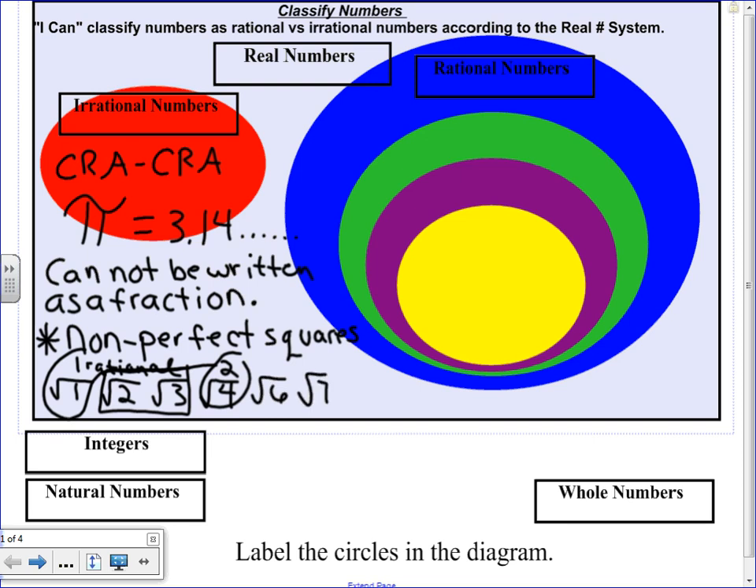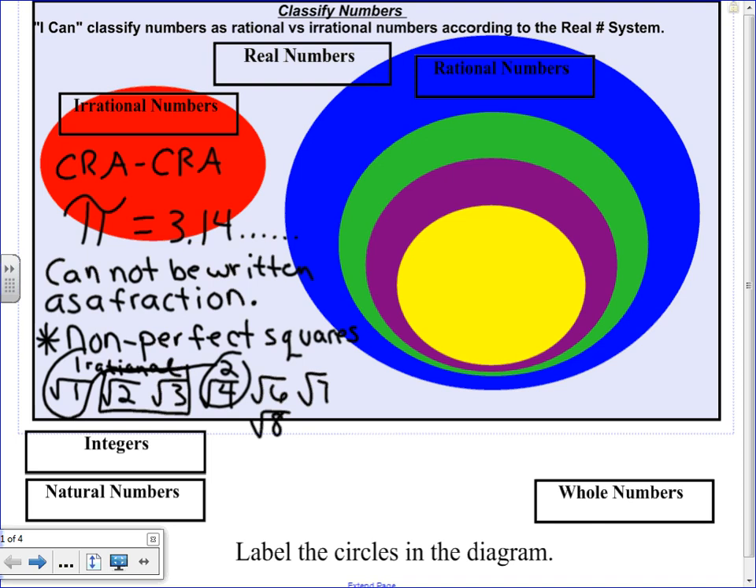The square root of 7 is irrational. The square root of 8. What about the square root of 9? No, the square root of 9 is 3, therefore it would be rational. So that's what I mean by non-perfect squares. Those are going to be irrational. They cannot be written as a fraction, and there's no pattern after the decimal point. Those are all examples of irrational numbers.